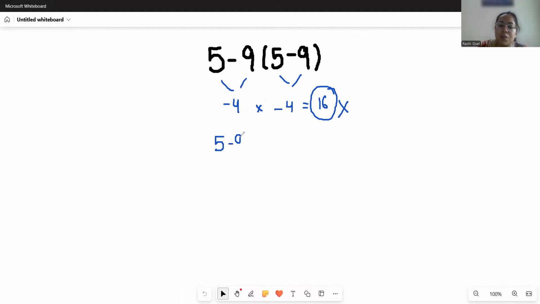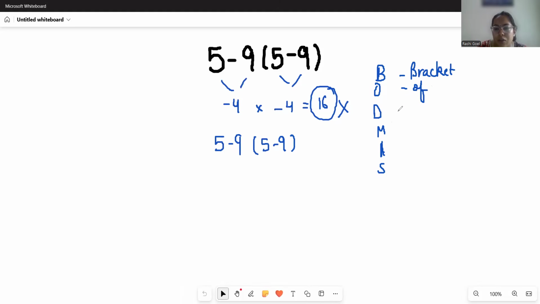When an expression like this has multiple operations like subtraction and bracket, and in the bracket there's a subtraction, then always follow the BODMAS or PEMDAS rule. As per this rule, first we have to solve the bracket, then of, then division and multiplication, both have the same priority. Similarly, addition and subtraction.